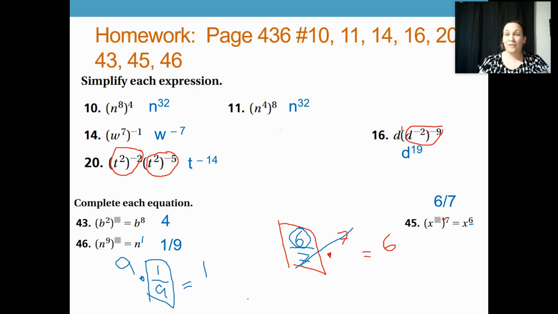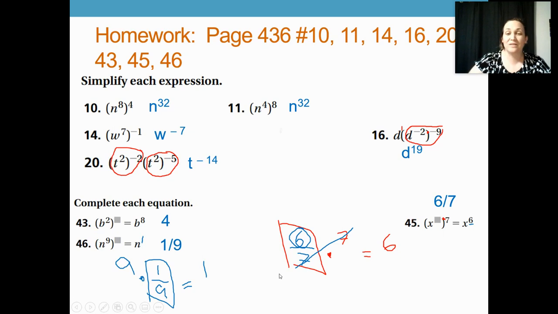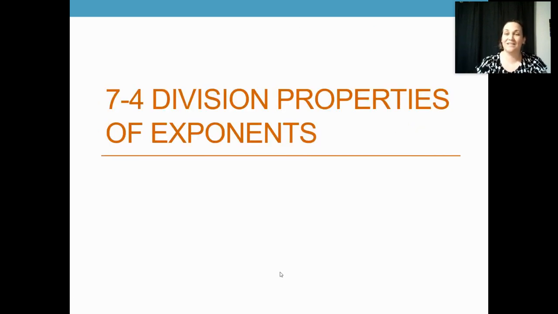So that's a recap of what we learned earlier in this week. A power to a power is multiplying. At this point in time, please turn to the next available page in your notes and write down today's title.